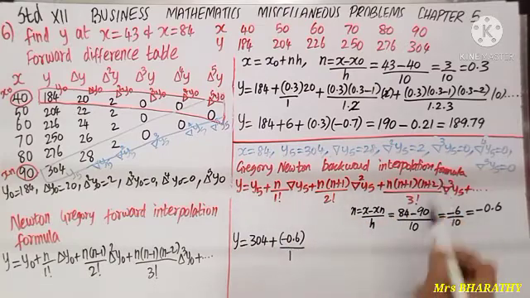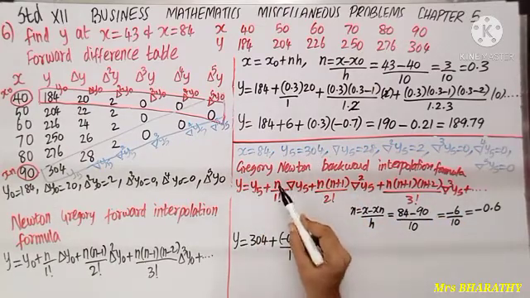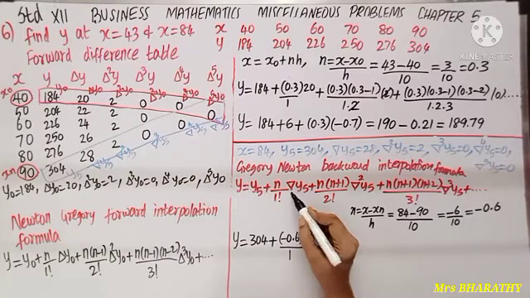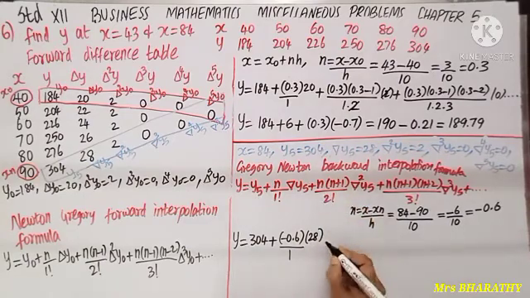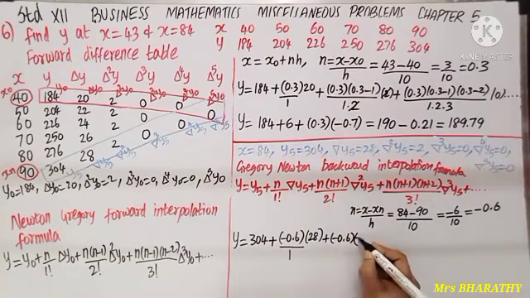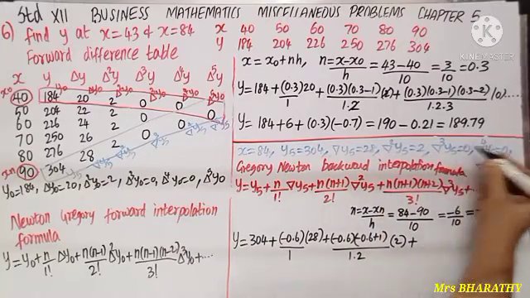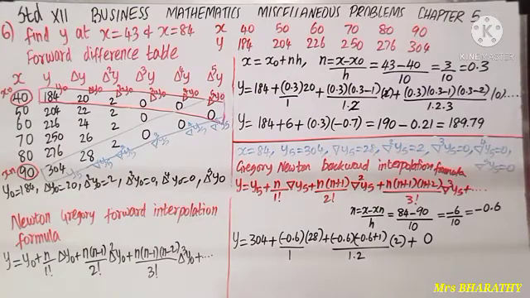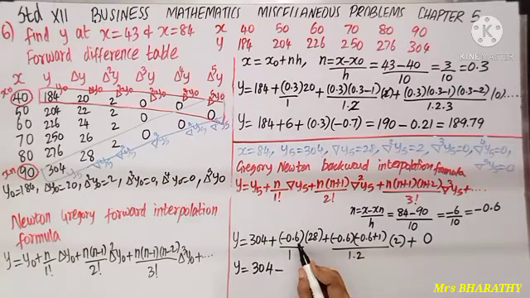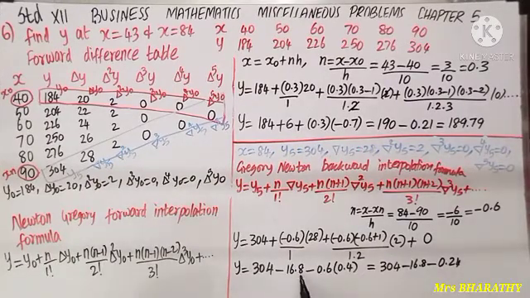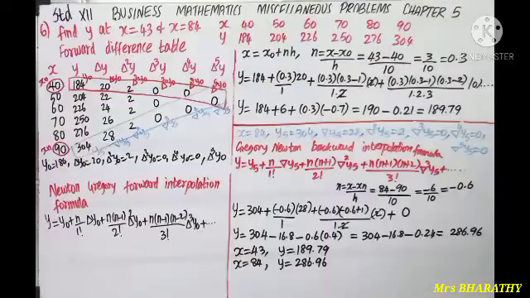As we substitute in the backward formula, y5 is 304. N value minus 0.6. 1 factorial is 1. Nabla y5 is 28. N into n plus 1, minus 0.6 into minus 0.6 plus 1. 2 factorial is 1 into 2. Nabla square y5 is 2. All the remaining values are zeros. So we just put plus 0. As we use the calculator and simplify, it is 304 minus 0.6 into 28, minus 16.8. Minus 0.6, 1 minus 0.6 is 0.4. 2 and 2 I can cancel. As we simplify, we get 286.96. Take and write the answer.